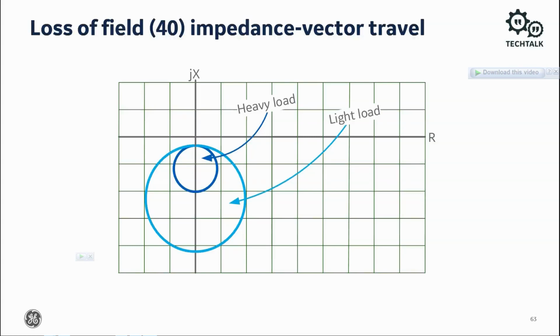A Mho circle element measures whether positive sequence impedance falls within the circle. If so, the element operates with the corresponding delay setting. Further, a 20 millisecond reset delay enhances protection dependability, especially when the measured impedance jitters around a circle boundary.